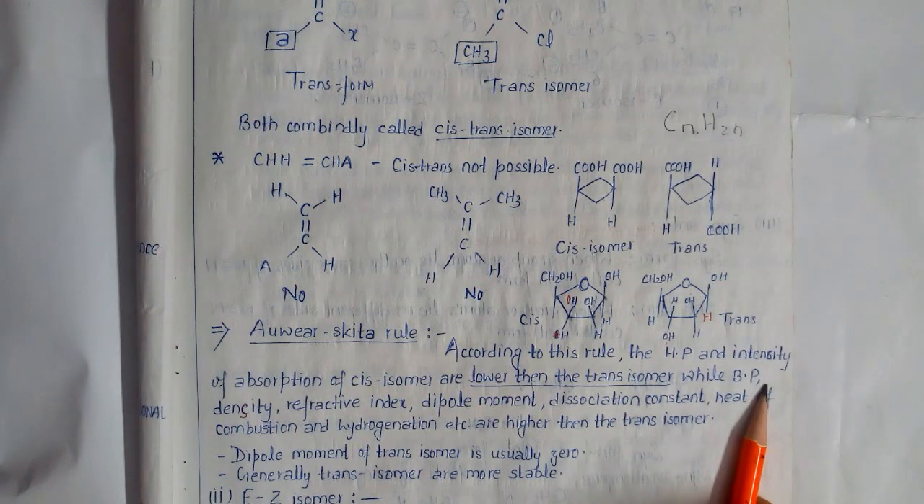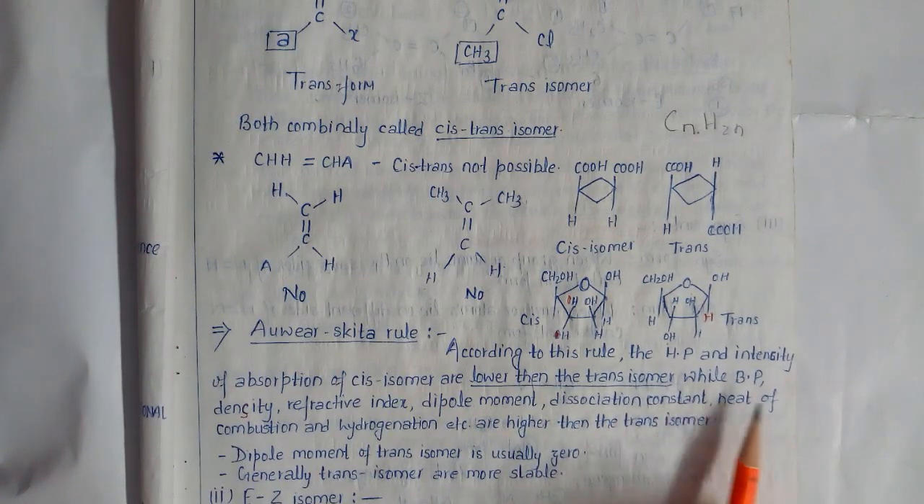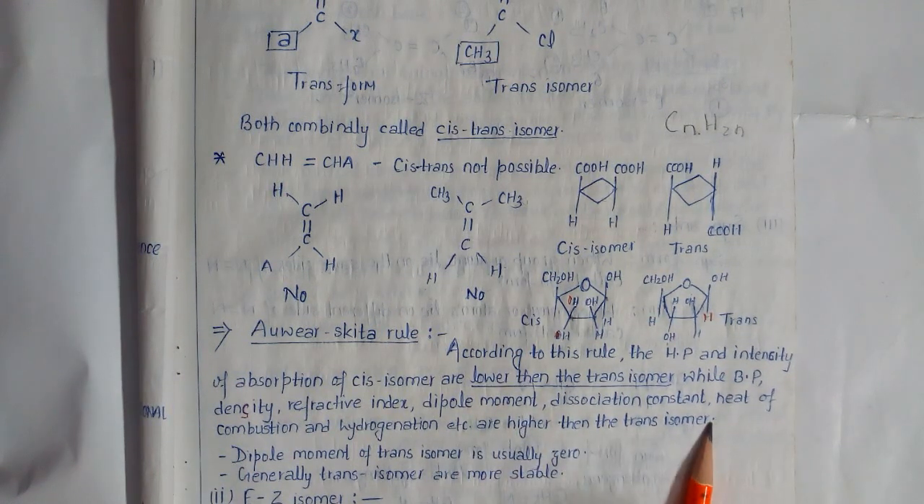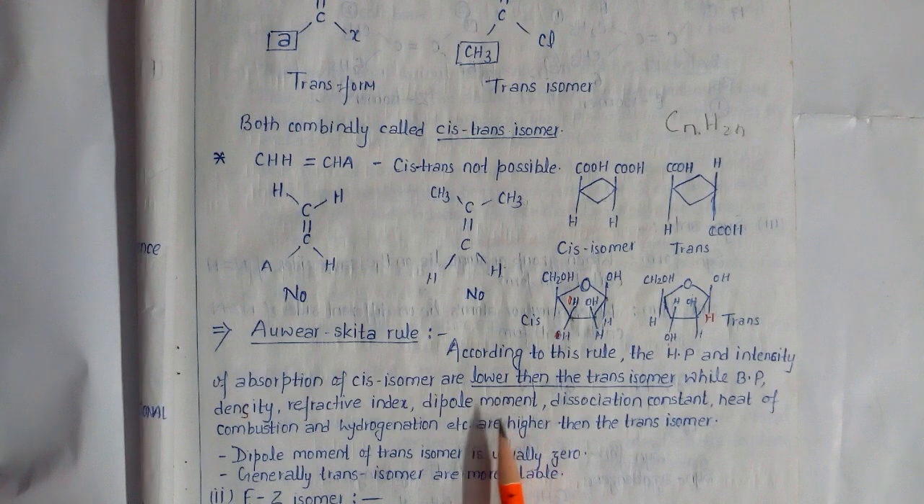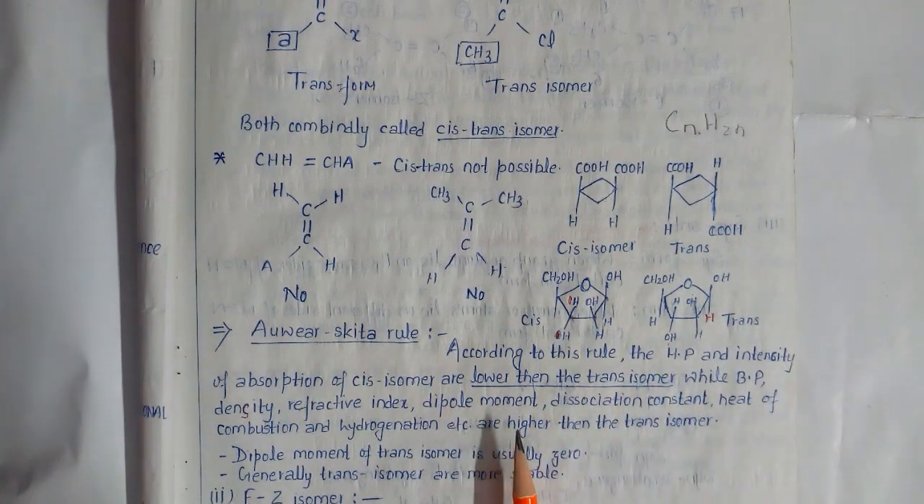While boiling point, density, refractive index, dipole moment, dissociation constant, heat of combustion and hydrogenation etc. are higher than those of trans isomers. It means other than two properties, melting point and intensity, the rest of the properties of cis will be higher than the trans form. And this is a very important point, questions related to this already exist in IIT and NEET.